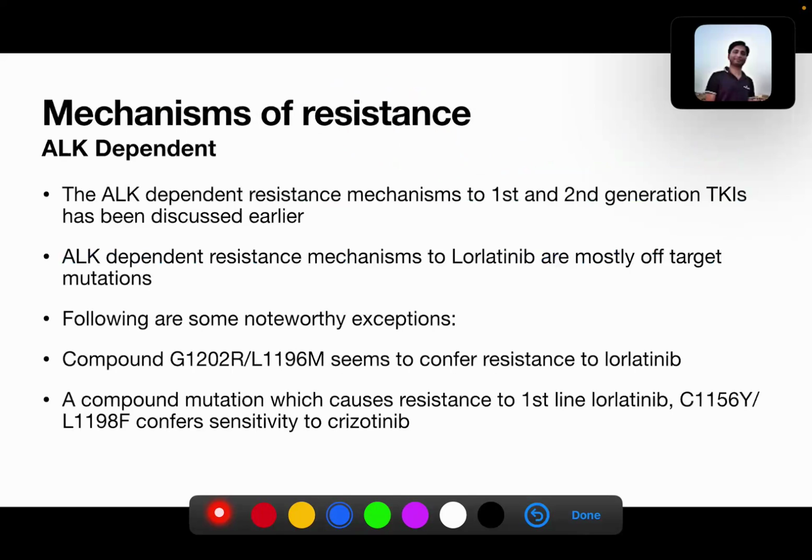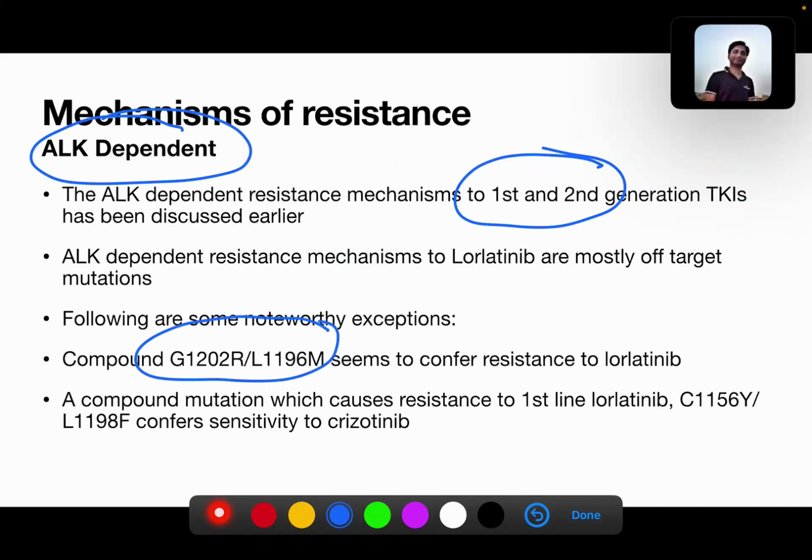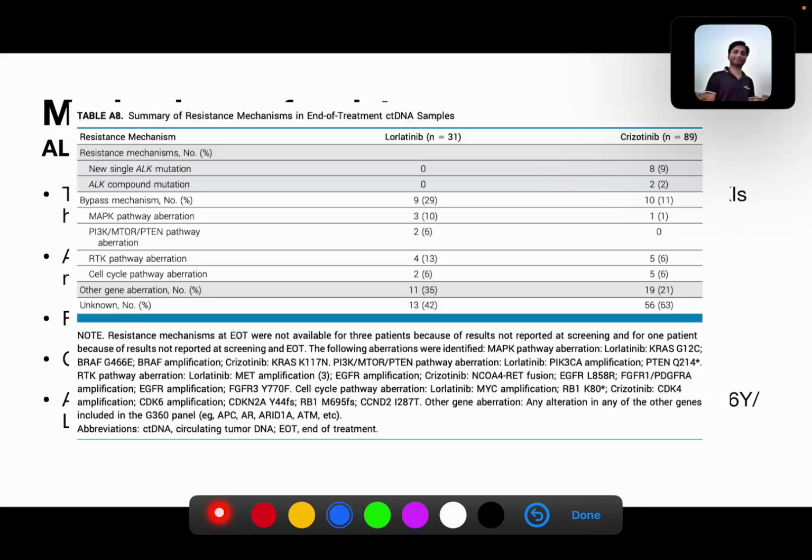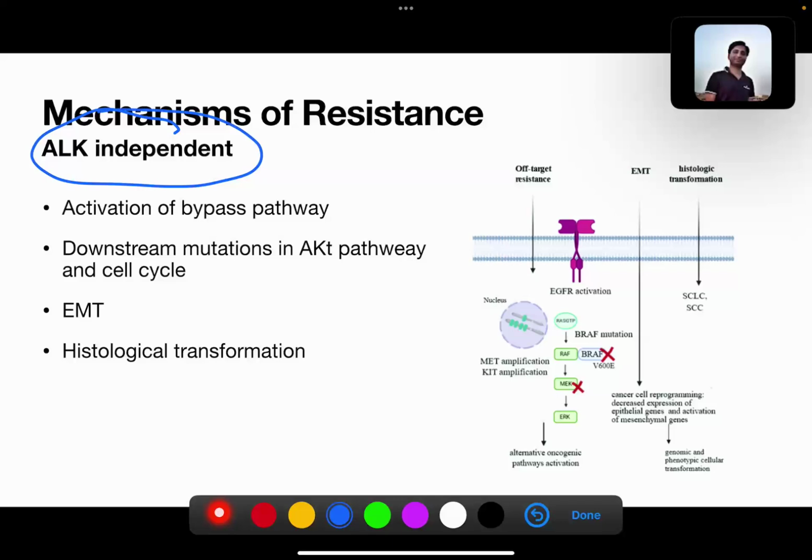So mechanisms of resistance, like I said, first and second generation TKIs have on-target mutations, ALK-dependent mutations. I also said that compound mutations such as G1202R or L1196M, right? If they accumulate together, that can also confer resistance to lorlatinib. So those are the on-target mutations, most commonly seen with first and second generation TKIs. I discussed those earlier. Now, off-target or ALK-independent mutations are seen post-lorlatinib. So with first and second generation ALK inhibitors, you see on-target ALK mutations. With lorlatinib, you see off-target or ALK-independent mutations.